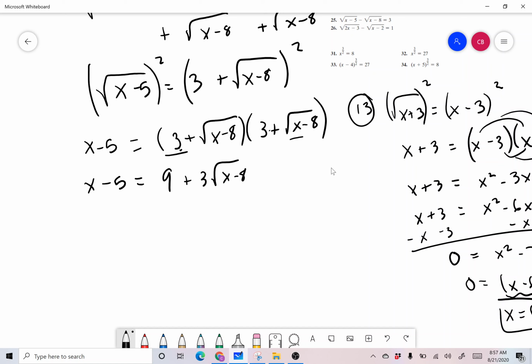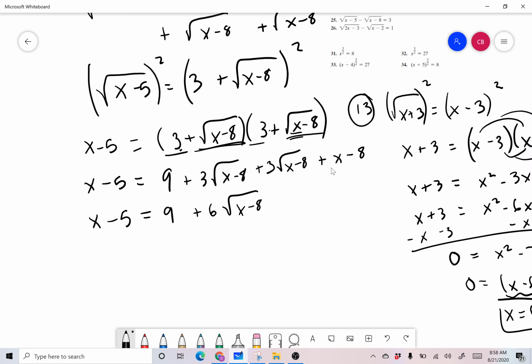Okay. And then we do it again. This times this is going to be plus 3 square root of x minus 8. And x minus 8 and x minus 8 is just going to be x minus 8. So positive x minus 8 because this x is positive. Okay. Combine like terms. So we have x minus 5 is equal to 9 plus 6 square root x minus 8 plus x minus 8.